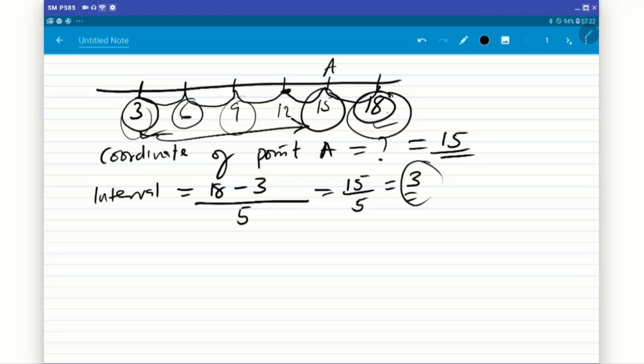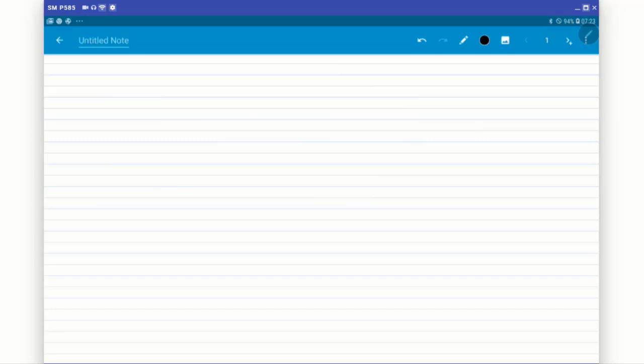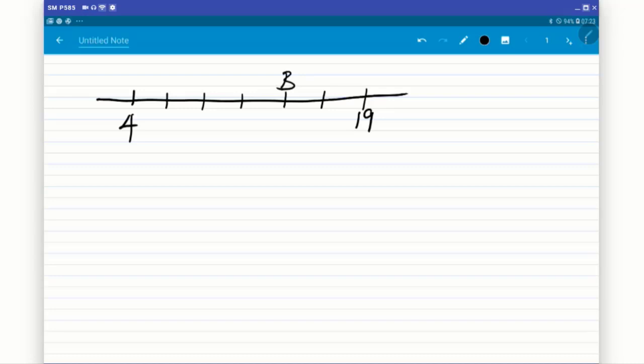Alright, let's quickly see another example. Let's say we have 4, and let's say we have 19 here. Now let's say we want to find the coordinate of this point B, coordinate of point B.